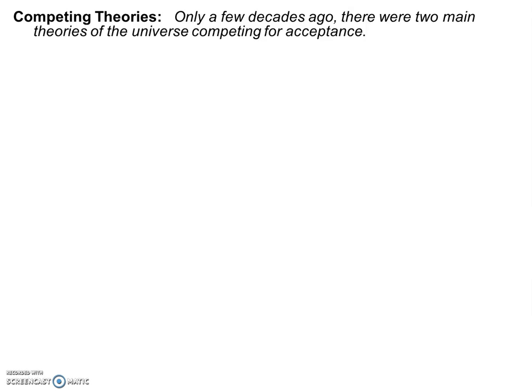There were competing theories, and it's instructive to go through these competing theories just to show how science progresses. So only a few decades ago, there were two main theories of the universe that were competing for acceptance. And the one theory, the one that eventually lost, was called the steady state theory. Okay, the steady state theory said basically the universe is eternal. The universe has been in existence forever. It had no beginning, it will have no end. It is pretty much the same it was all the time and will always be.